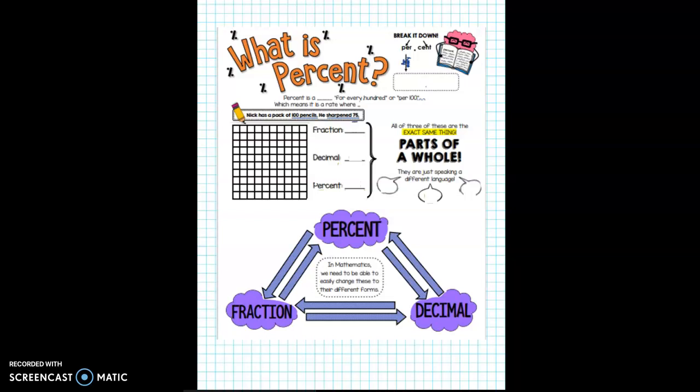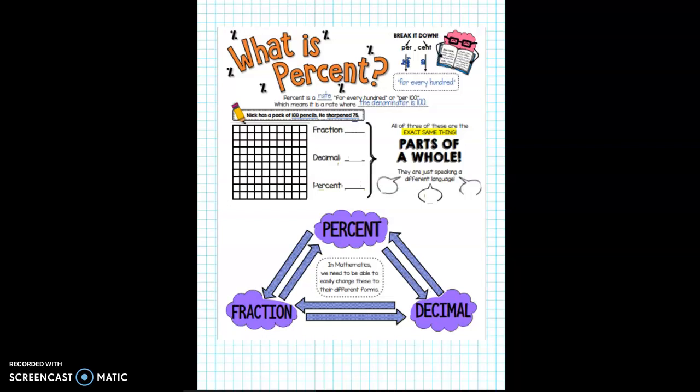What is a percent? Let's break it down first. Per is for every. Cent is 100. For every 100. Percent is a rate for every 100 or per 100, which means it is a rate where the denominator is 100. Let's look at an example of how to write a fraction, a decimal, and a percent.